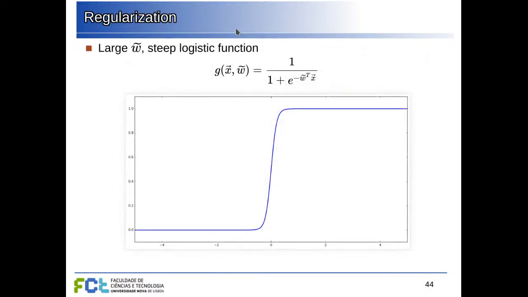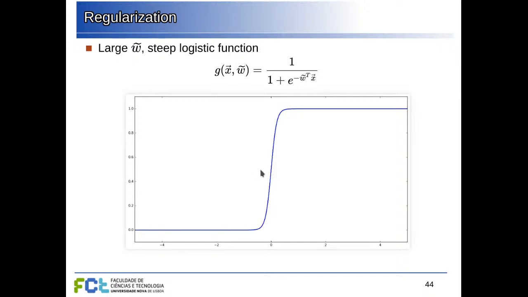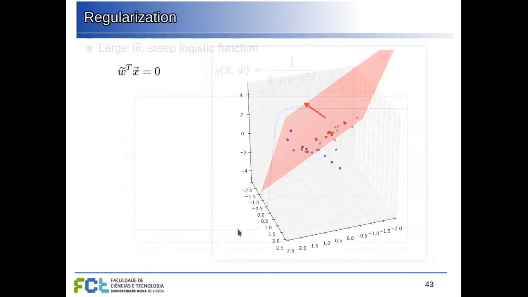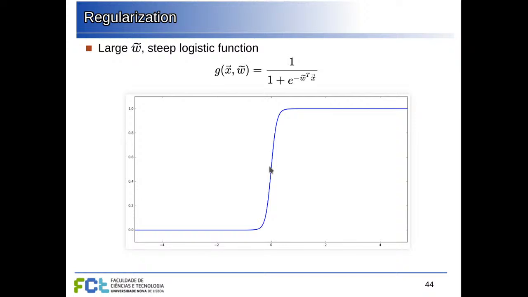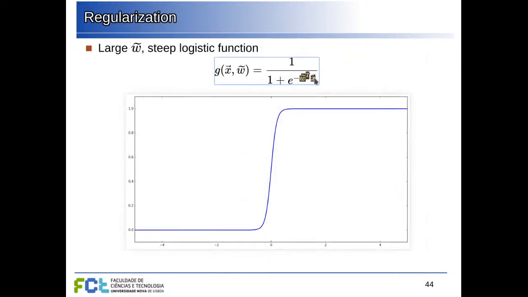So this is the logistic function. This plane that we have here is the one we chose at 0.5 probability. So we have the logistic function that estimates the probability of belonging to class 1, and we draw this hyperplane at the midpoint here. If the vector can be arbitrarily large, so this inner product here can be arbitrarily large, then this step can be very steep.